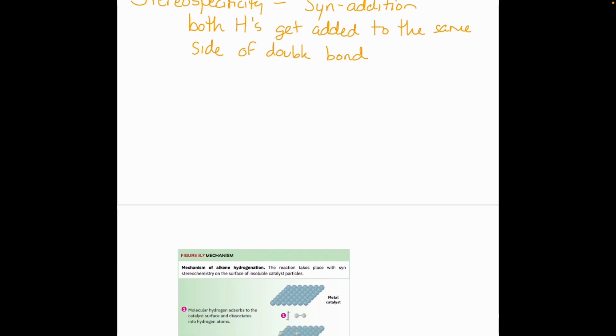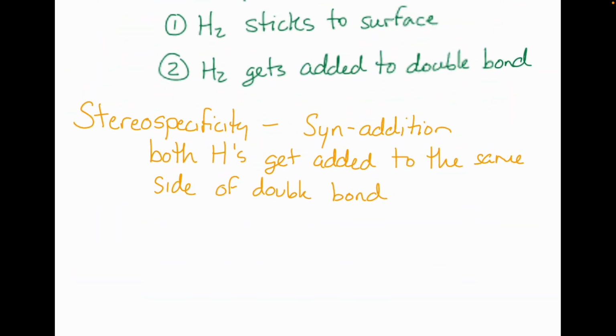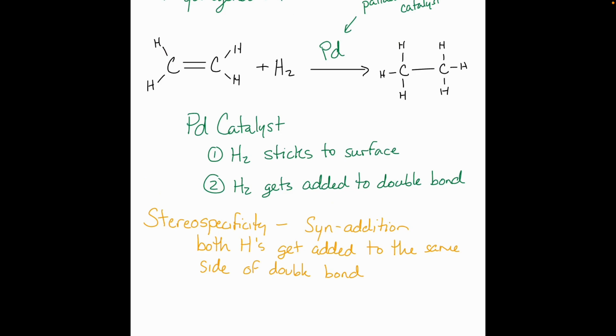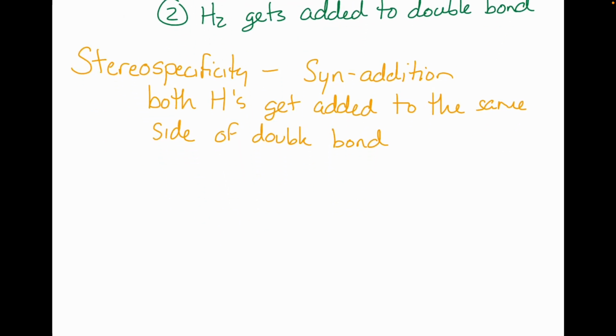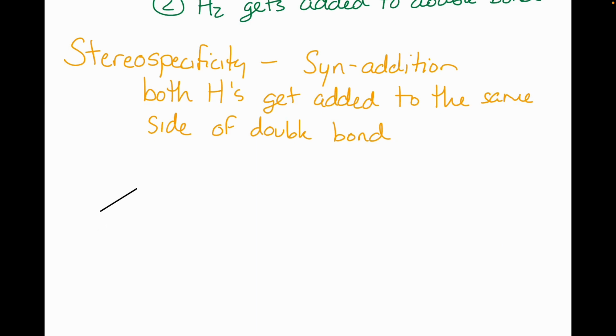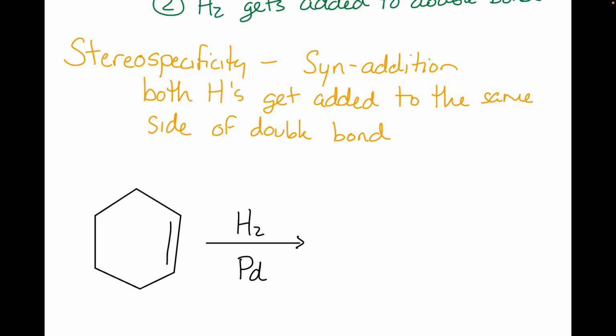Okay, so then we have to be careful about this. In the case of our ethene, it doesn't really matter. We just get ethane as a product. But what if we use something like cyclohexene? We talked about our stereospecific product that we would get if we did our halogenation reactions, where it's an anti-addition.